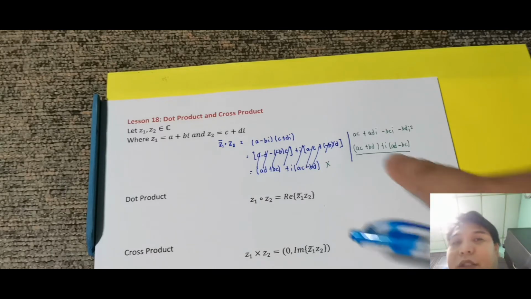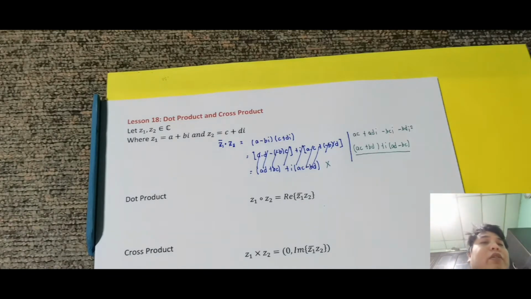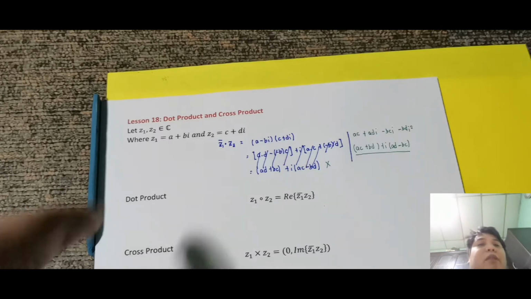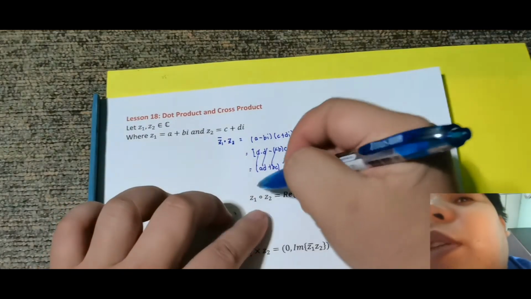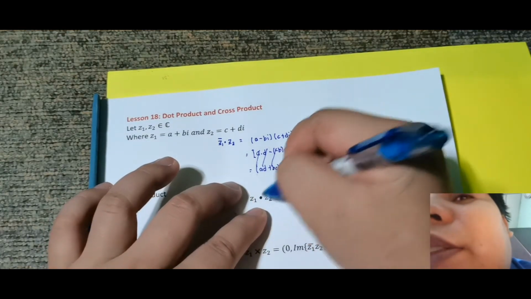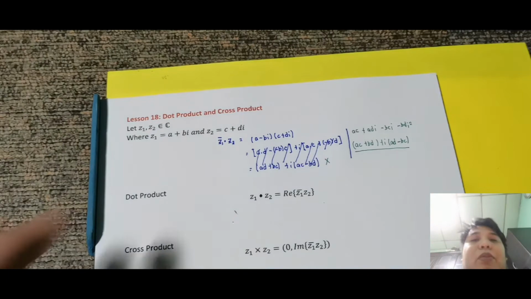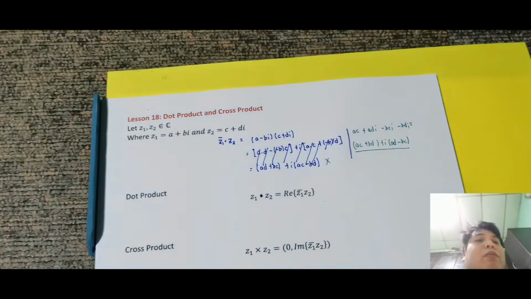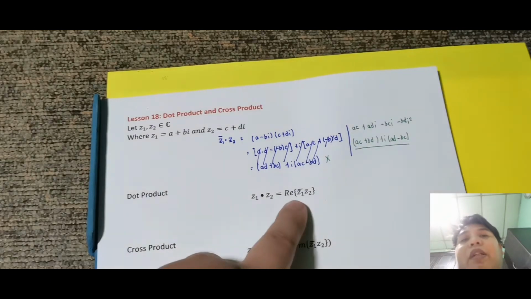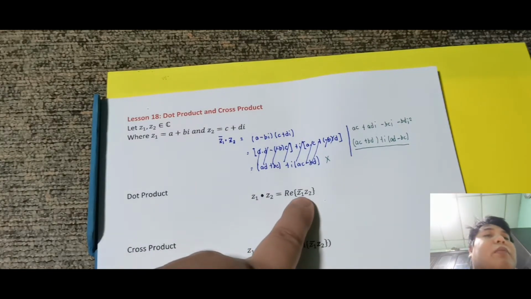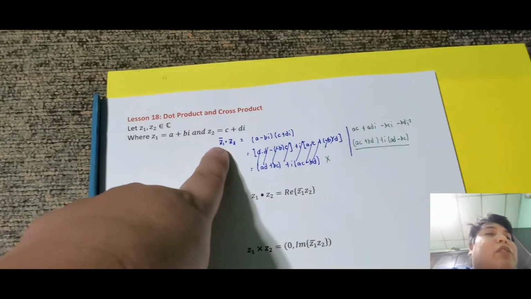Okay, so ulit, sinusunod ko lang yung Z sub 1 bar o yung conjugate ng Z sub 1 times Z sub 2. Normal multiplication nun ng complex number. May essence ako bakit kinuha ko yan. Ano sabi? The dot product of Z sub 1 and Z sub 2 is equal lang sa real part ng Z sub 1 bar multiplied by Z sub 2. Ayun yung purpose bakit ko siya minultiply doon.